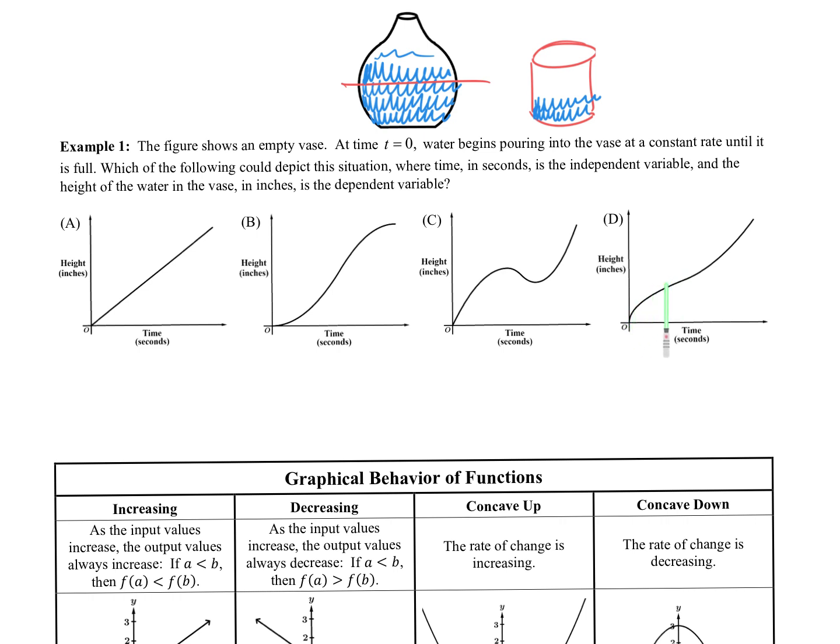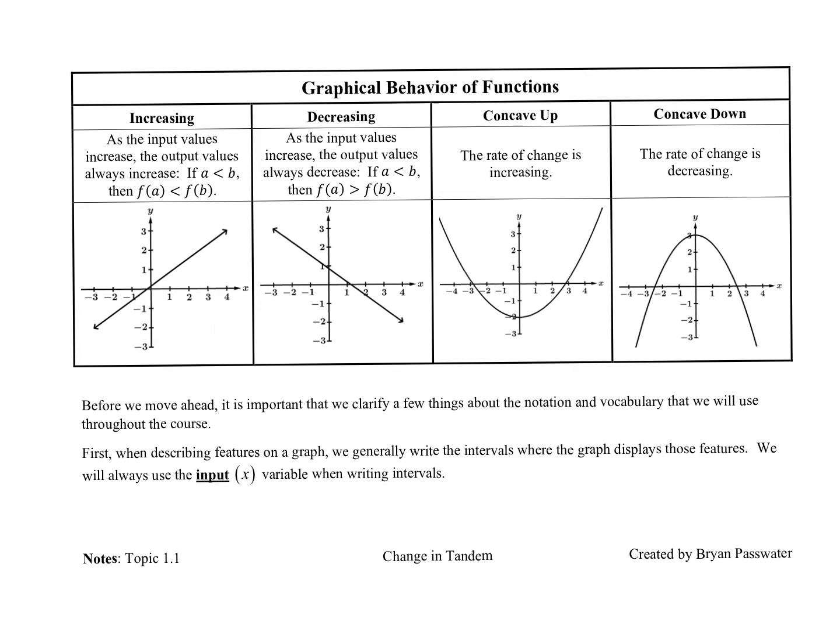The rate is decreasing. It's going up still. However, then it starts doing what? The rate is increasing. So this one actually aligns with what? D. The one that we're working on. So let's talk about our graphical behaviors.